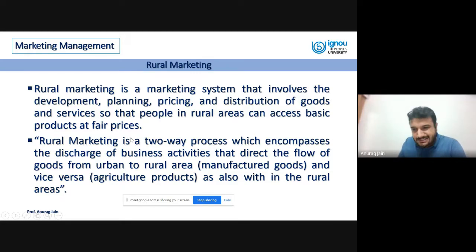I'm not discussing this in much detail, but the idea here is that marketers see the opportunity in rural areas, because a large amount of the population in our country still resides in rural areas, and seeing this opportunity they want to tap those markets as well. But definitely the consumer behavior, and the way they segment this market, is very different from urban markets, and that is the reason this is a completely different area of study, which is known as rural marketing.